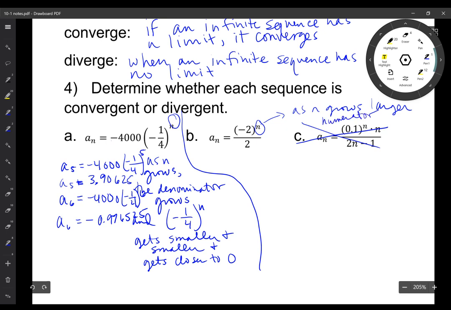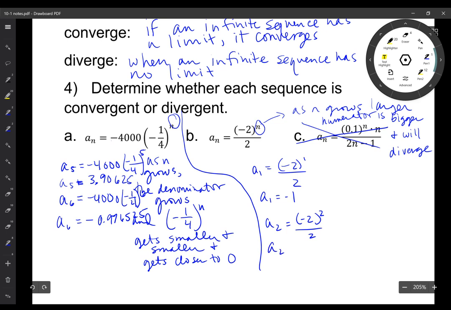Numerator is bigger, okay. And the fraction, it's not going to converge on anything, is it? Let's say we'll diverge because it's just going to keep getting bigger and bigger and bigger. So if I find A sub 1 on this one, we'll start out with A sub 1 this time. I'd have negative 2 to the 1st power over 2. Negative 2 over 2 is just negative 1. If I look at A sub 2, negative 2 squared over 2, 4 divided by 2 is just 2.